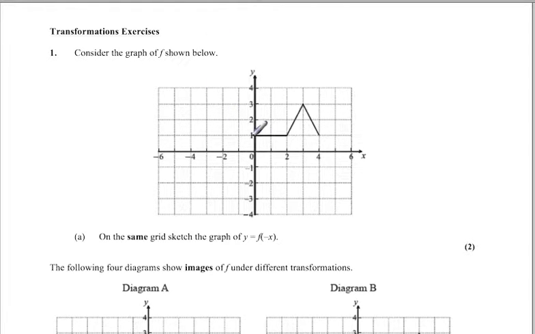So I'm going to draw this in green. It's going to be like that, and it's just going to be a reflection like that, because it's just a reflection across the y-axis. All right, so that's 1a, and we can move on.